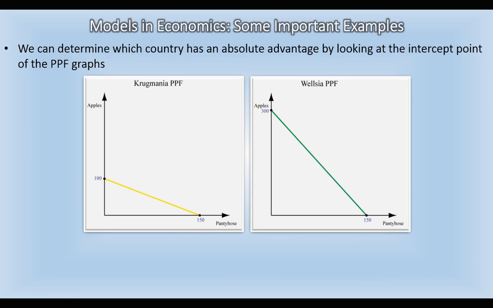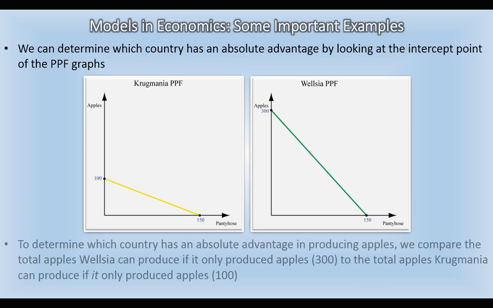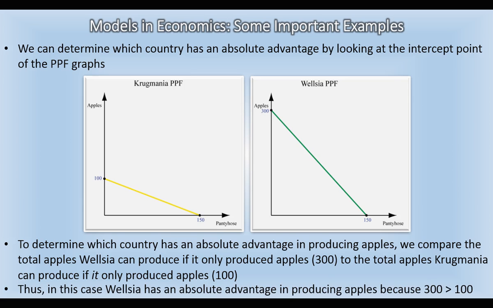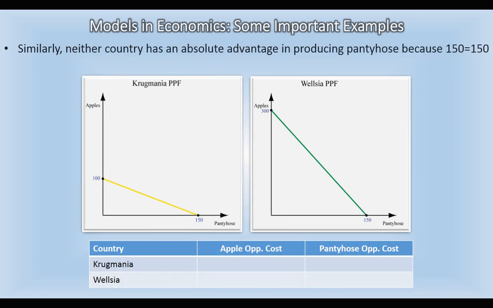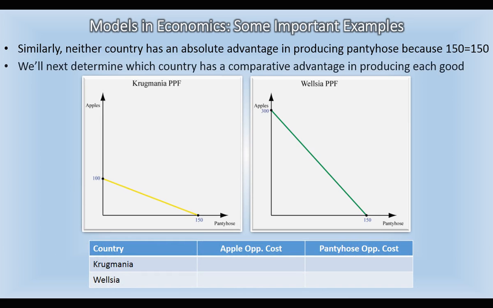So we can determine which country has an absolute advantage by looking at the intercept points on the PPF graph. And we just did that, so I won't go through it. In this case, Welsia has an absolute advantage in producing apples because 300 is greater than 100. Similarly, neither country has an absolute advantage in producing pantyhose because 150 equals 150. I already said that.